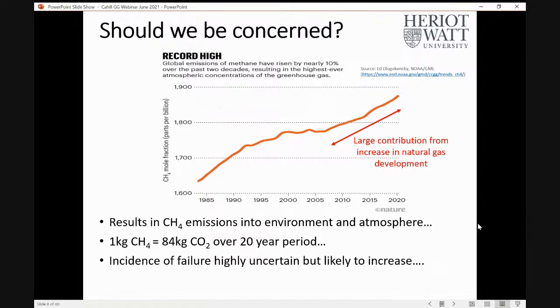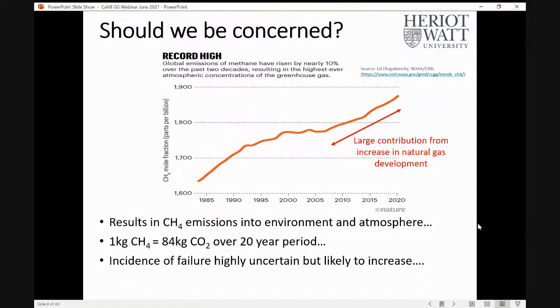This has pretty much been attributed, at least in large part, to the increase in natural gas development since the early 2000s with the advent of hydraulic fracturing and horizontal drilling. And of course, this is a big concern as we think that every well where there's an integrity failure has these methane emissions either into the environment, which may or may not reach the atmosphere or impact groundwater. Each kilogram of methane that's released is equivalent to approximately 84 kilograms of CO2 over a 20-year period. So you can see there's quite a powerful warming effect of this gas. It's been shown quite comprehensively now that there is this continuing increase.